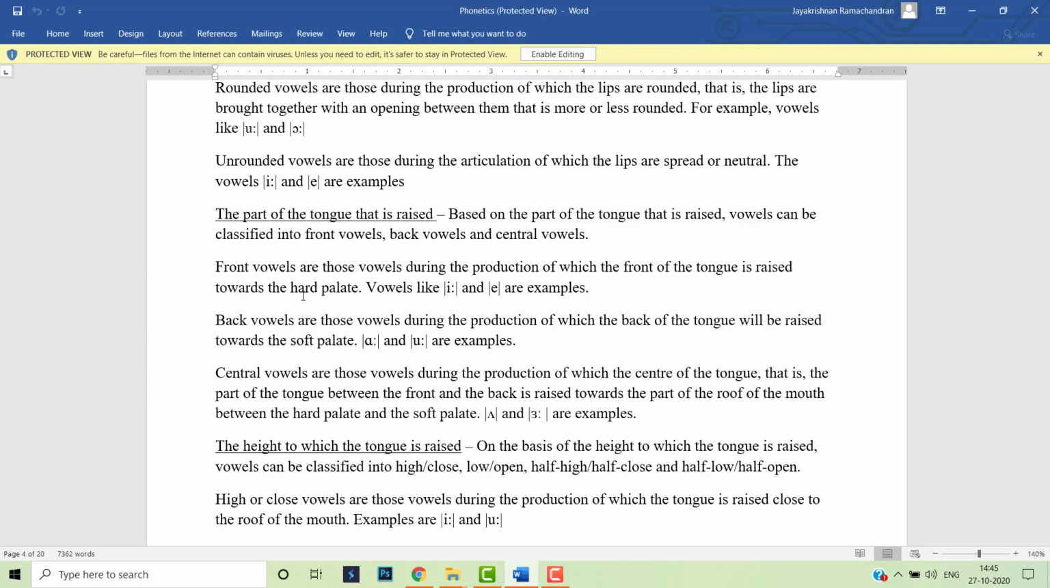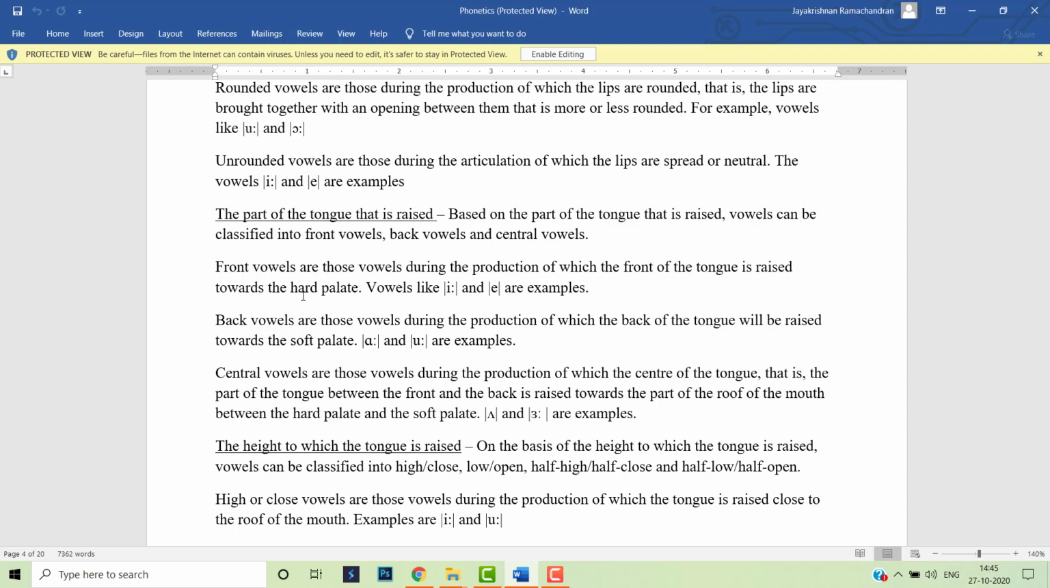ഇനി ഫ്രണ്ടിനും ബാക്കിനും ഇടയിലുള്ള ഒരു ഇത്തിരി സ്ഥലമുണ്ടല്ലോ നാവിന്റെ. ഓക്കെ, സോ ആ ഭാഗം ഹാർഡ് പാലേറ്റിനും സോഫ്റ്റ് പാലേറ്റിനും ഇടയിലുള്ള, റൂഫ് ഓഫ് ദ മൗത്തിന്റെ ഒരു സെൻട്രൽ പോർഷനിലേക്ക് പോവുകയാണെങ്കിൽ അവയെ നമ്മൾ എന്തെന്ന് പറയും? സെൻട്രൽ വവൽസ് എന്ന് പറയും. ഓക്കെ, സോ ഡെഫിനിഷൻസ് നോക്കാം.